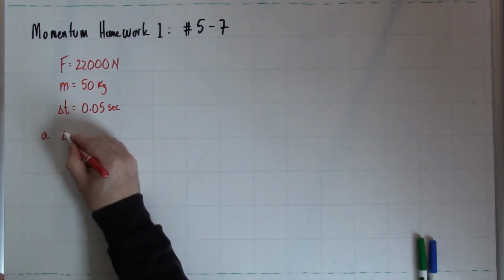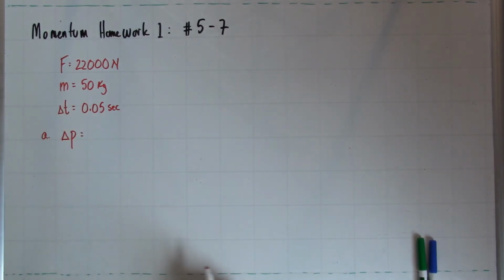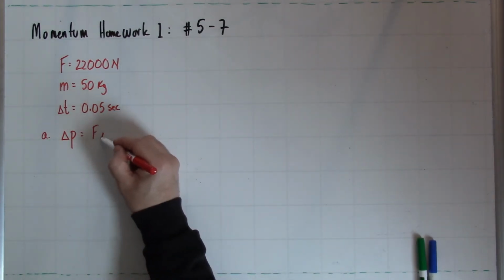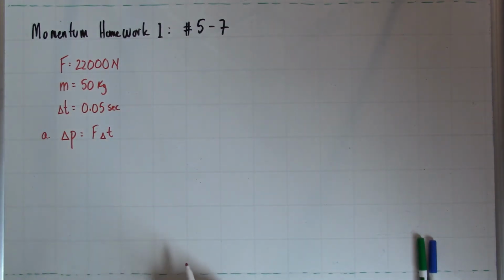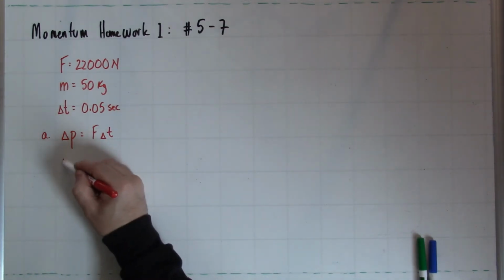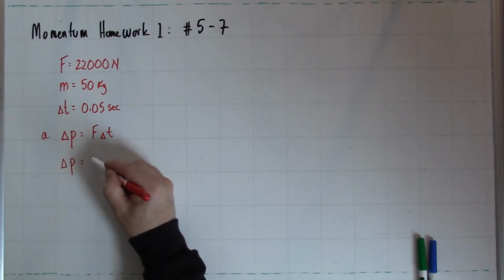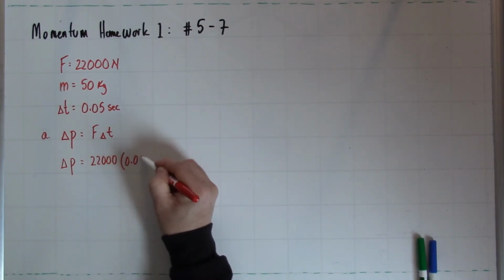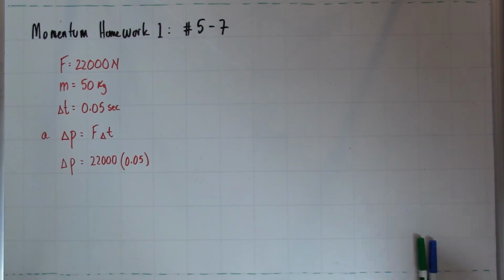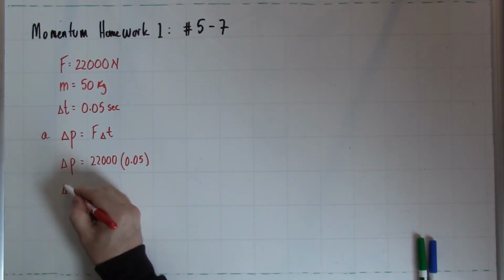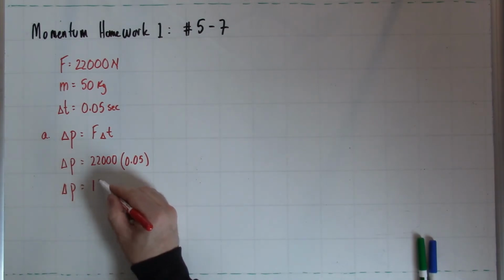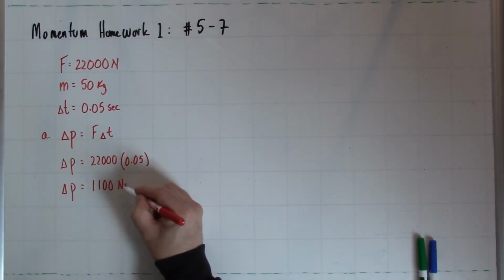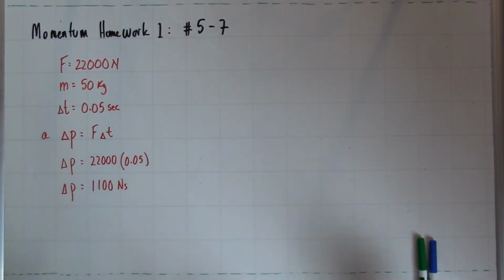Well, the impulse, change in momentum, in this case, it's equal to the force times the time the force is applied. So if I go to calculate that, I know the maximum force is 22,000 newtons. The time is 0.05 seconds. Multiply those two together. So the change in momentum, the impulse applied is 1,100, and in this case it's newton seconds because I applied a force times the time. All right, so that's A.